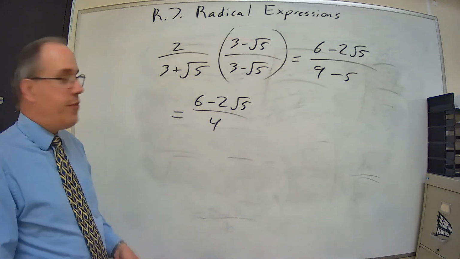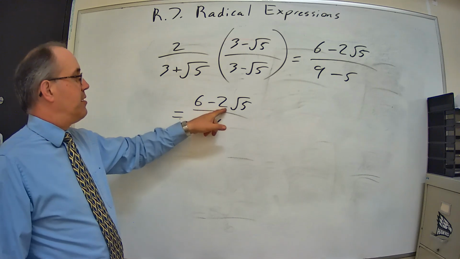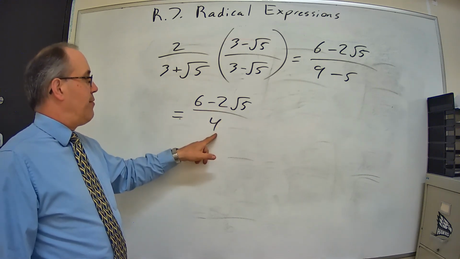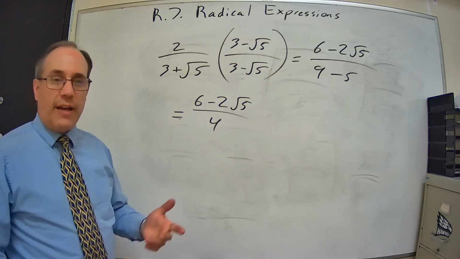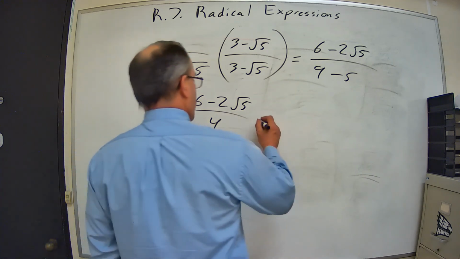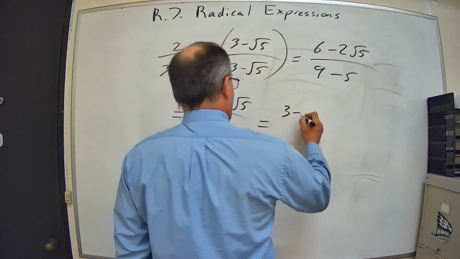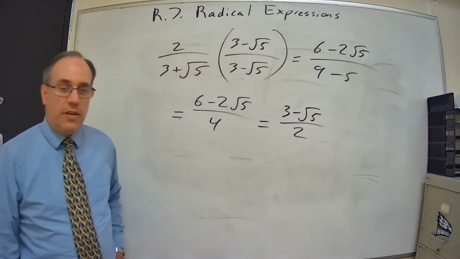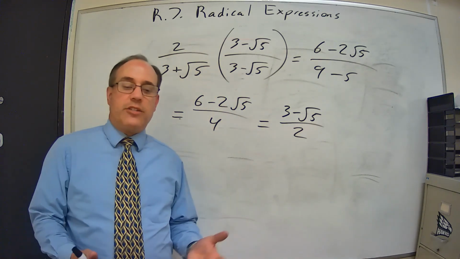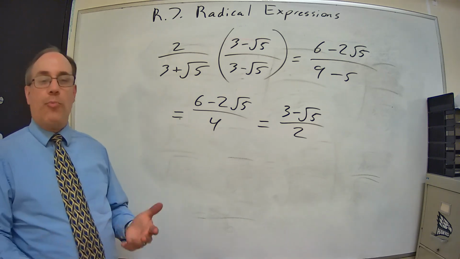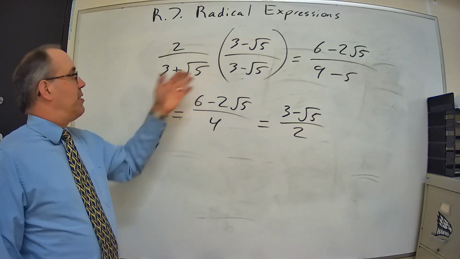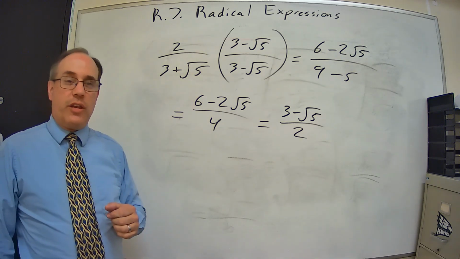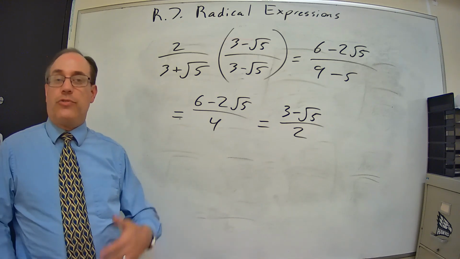And just to finish it off, we've got 6, negative 2, and 4. We can factor out a 2 throughout there, which gives us 3 minus radical 5 over 2. So we can rationalize a binomial denominator whether it has a radical in it, or 2 radicals, or no radical.